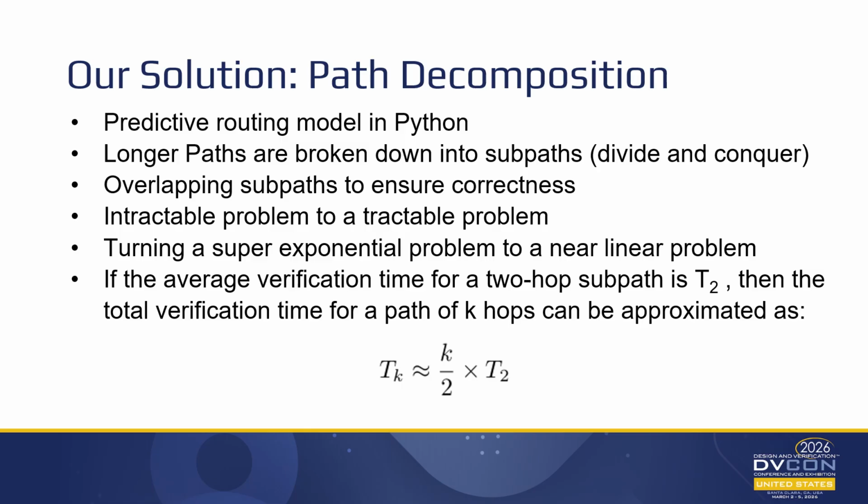The time for a k hop path, for example a 6 hop path, is 6 divided by 2, where 2 is the subpath size we are taking. We are dividing our path into two hop subpaths. So it is 6 by 2 times the time taken by a two hop path. This is how we approximate an exponentially growing problem into an almost linear problem. With this, we have replaced years of computation with a process that scales predictably and efficiently as the network grows.